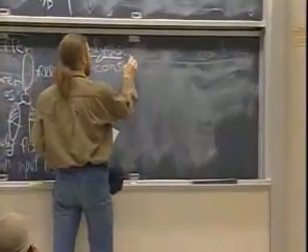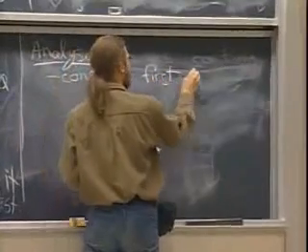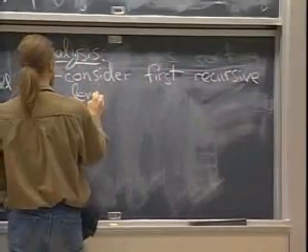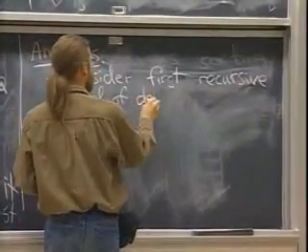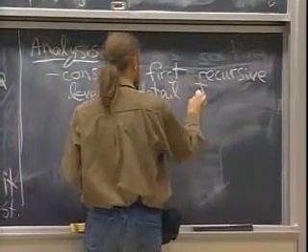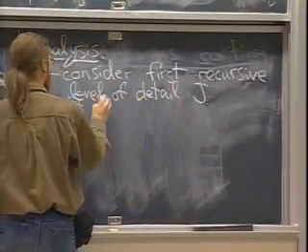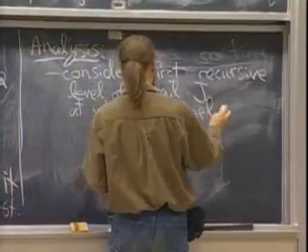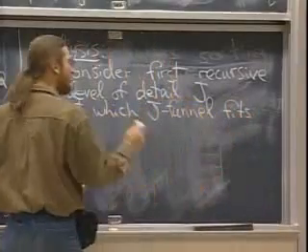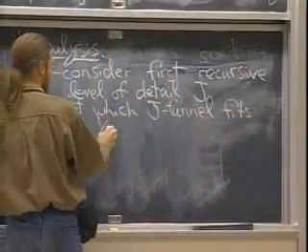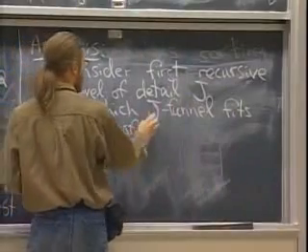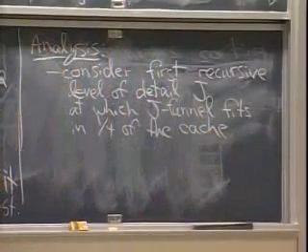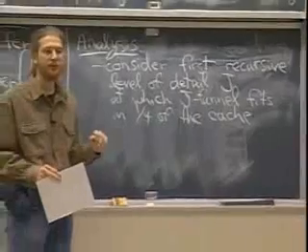So consider the first recursive level of detail, and I'll call it J, at which every J funnel we have fits. Not only does it fit in cache, but 4 of them fit in cache. It fits in 1/4 of the cache. Okay, we need to leave some cache extra for doing other things. But I want to make sure that a J funnel fits.